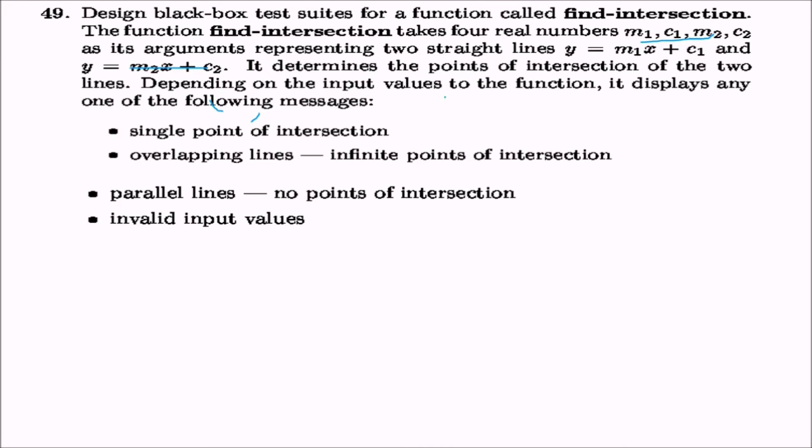Depending on the input values to the function, it displays any one of the following: single point of intersection, or overlapping lines, that is an infinite number of intersections, parallel lines, that is no point of intersection, or invalid input values.